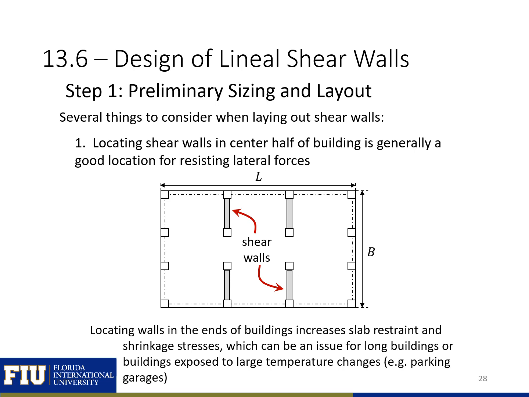On the next couple slides, we're going to go through how to design lineal shear walls. The first step is to come up with your preliminary sizing and layout of your walls. Typically, you want to locate your walls in the center half of the building. This is a good location for resisting lateral loads. Locating the walls in the ends of the building can also increase your slab restraint and your shrinkage stresses, which can be an issue for long buildings or buildings exposed to large temperature changes, such as parking garages.